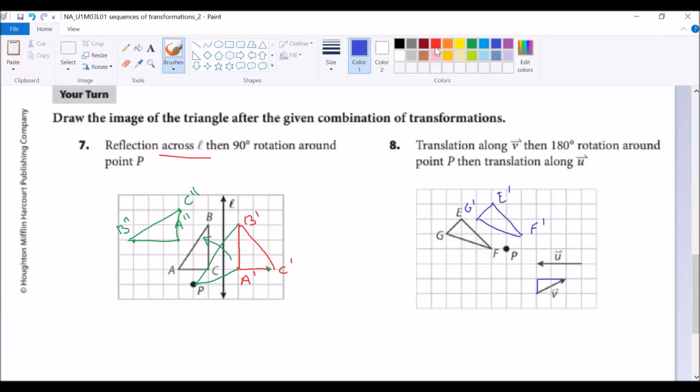Let's go to maroon. F is going to end up right across, right through the point. That's 180 degrees. That's F double prime. E goes down 3 over 1, down 3 over 1 again. That's E double prime. G goes down 2 over 2, down 2 over 2. That's going to put me right at this corner right there. That's G double prime.